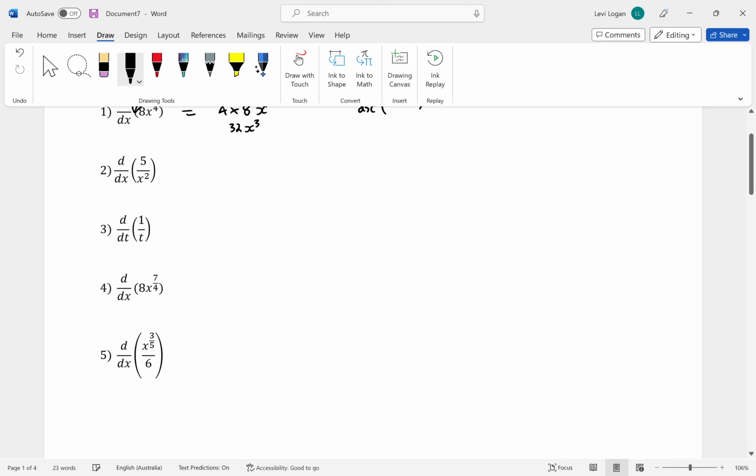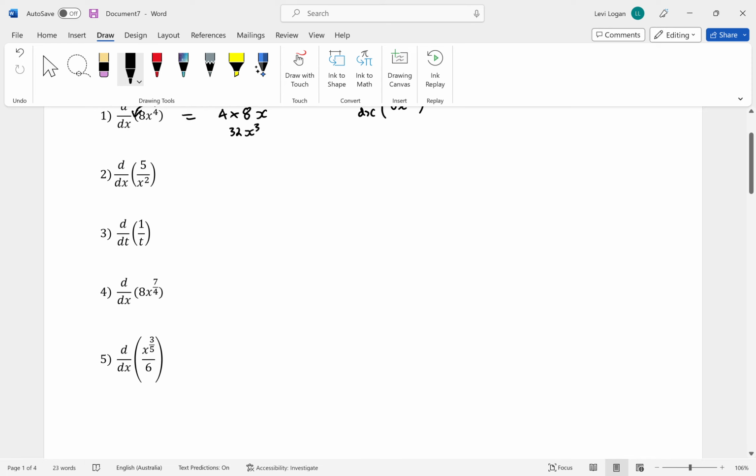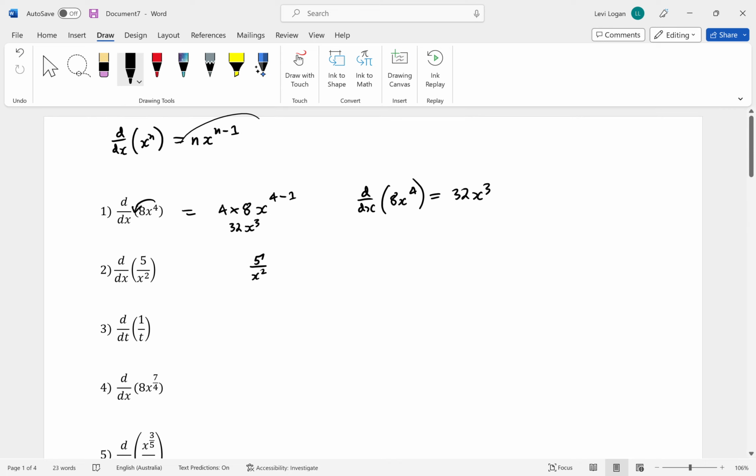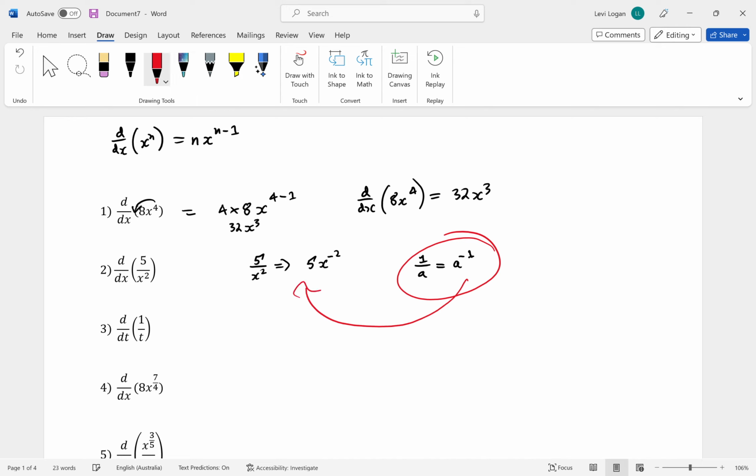Alright, let's have a go at question 2. Alright, this one is a bit different, so if you want to have a go at it, feel free to pause the video and have a go. Alright, so what we're differentiating is 5 over x squared. Now how are we going to do that? That doesn't look like this form up here. Well, it actually does. Just remember your index laws. If you have 1 over a, that's the same as a to the negative 1. So we can rewrite this as 5 multiplied by x to the negative 2. See how I did that? So I applied this index law to this, and I changed the way it looked. It's the same thing, it just looks different.